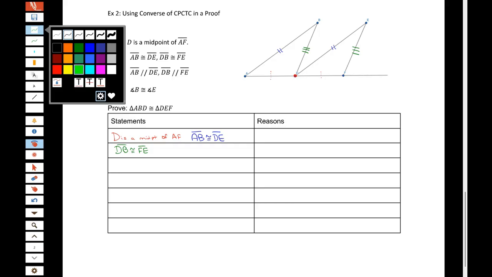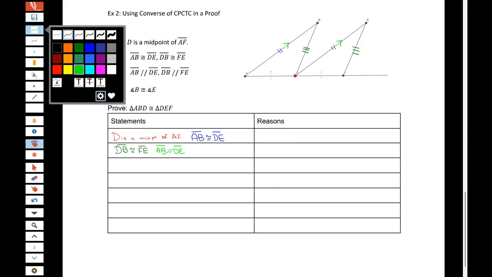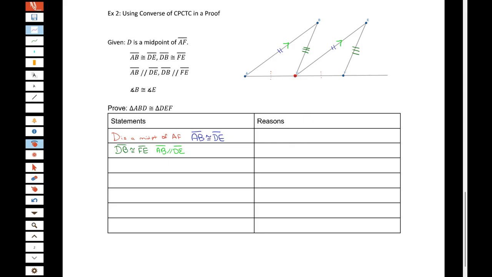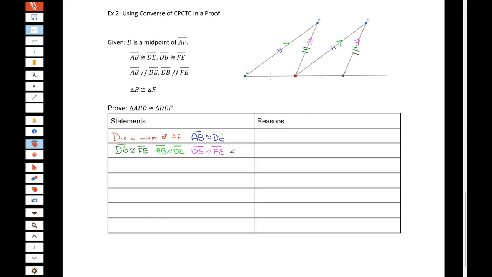All right, we have some parallel lines. AB is parallel to DE. So I'll mark those. And we have DB is parallel to FE. Okay, and then finally we have angle B is congruent to angle E. All right, so I'll mark that. All right, great. So we have all that.